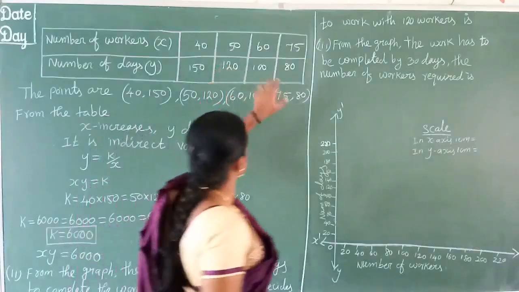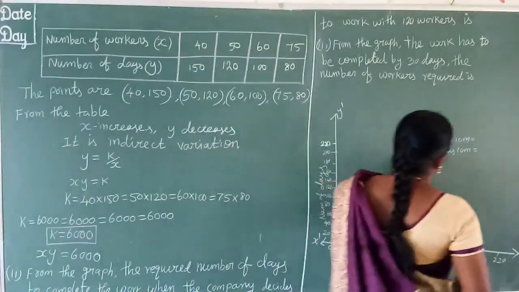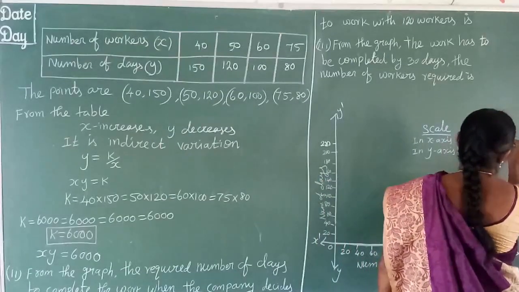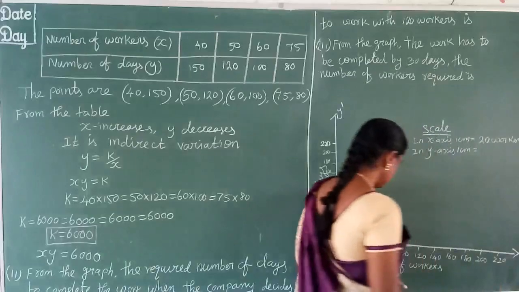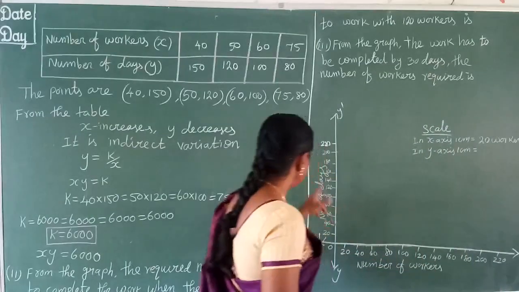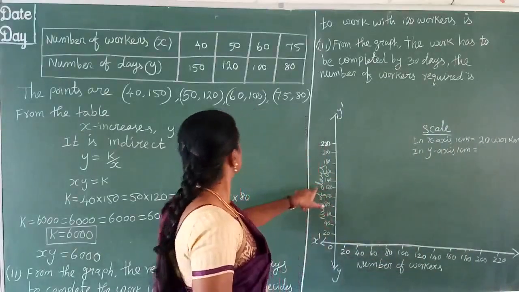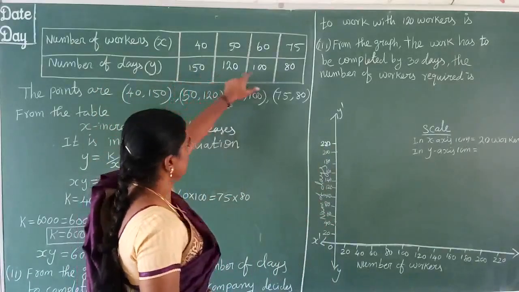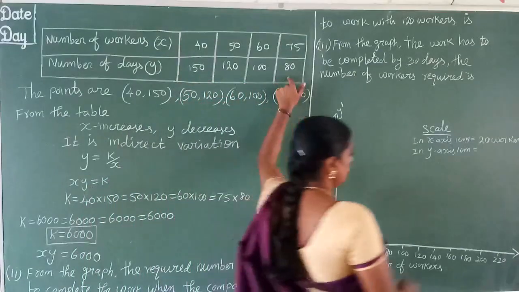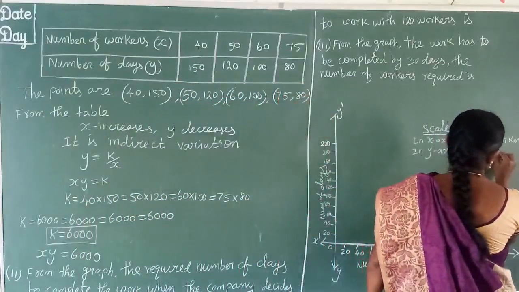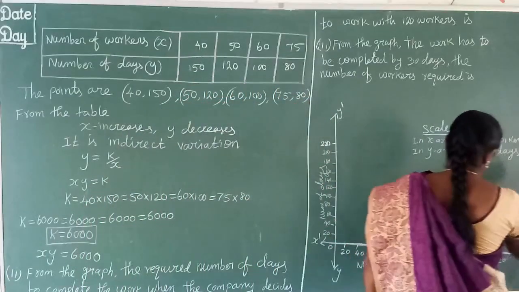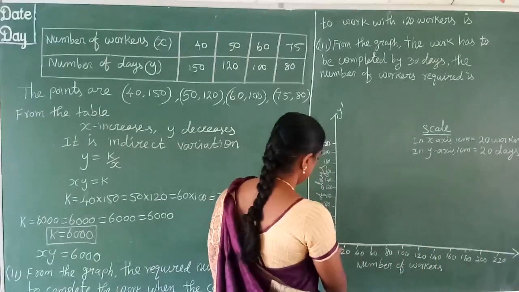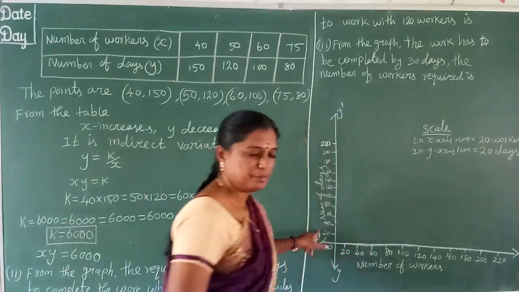Now I consider on the x axis 1 centimeter is equal to 20 workers, because here workers are mentioned, and y is the number of days. So on the y axis also I consider 20 days. So here I mark 20, 40, 60, 80 like that, and here also 20, 40, 60 like that.